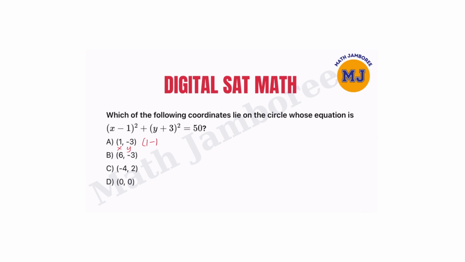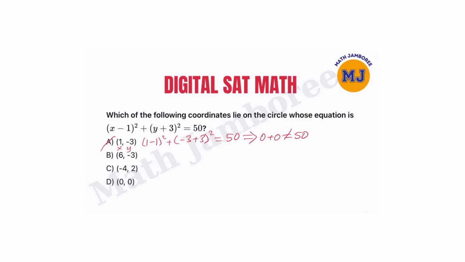1 minus 1 squared plus negative 3 plus 3 squared. Does this equal 50? Let's check. 1 minus 1 is 0. 0 squared is 0. And negative 3 plus 3 is also 0. 0 plus 0. Does this give you 50? No, it doesn't. Then it's not the answer. We go ahead and eliminate choice A.